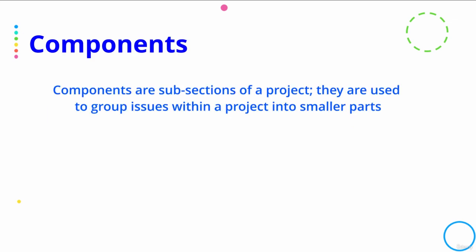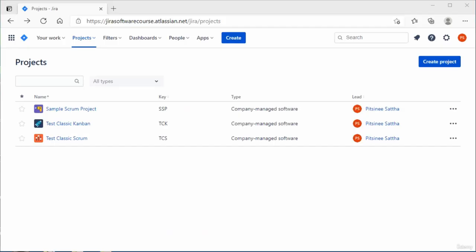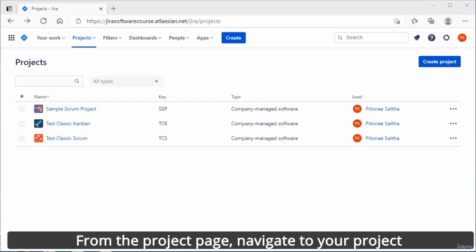Components are subsections of a project. They are used to group issues within a project into smaller parts. For example, in an automobile project, there are four components: chassis, engine, transmission system, and body. When creating an issue, we assign the related component to that issue. For example, issue 6, issue 9, and issue 11 are related to the engine component, so we assign the engine component to these issues.